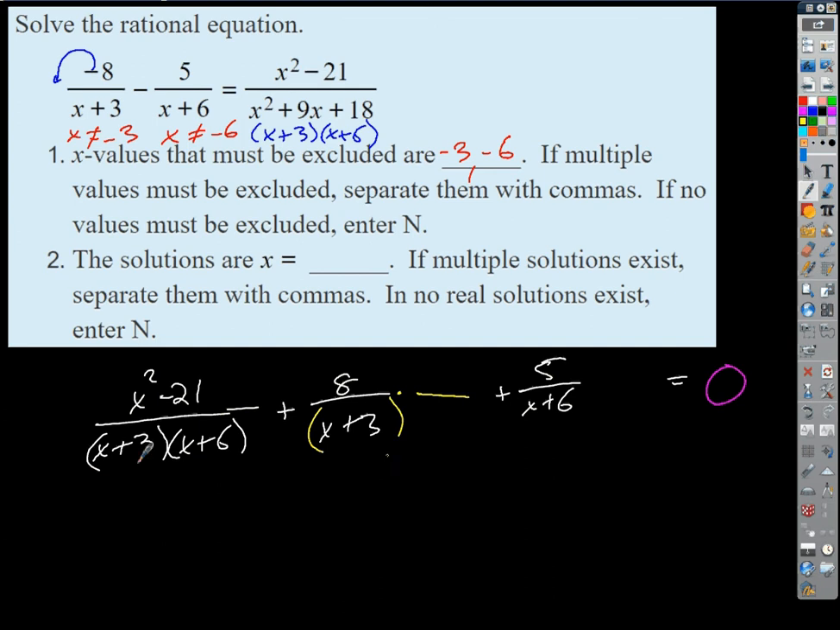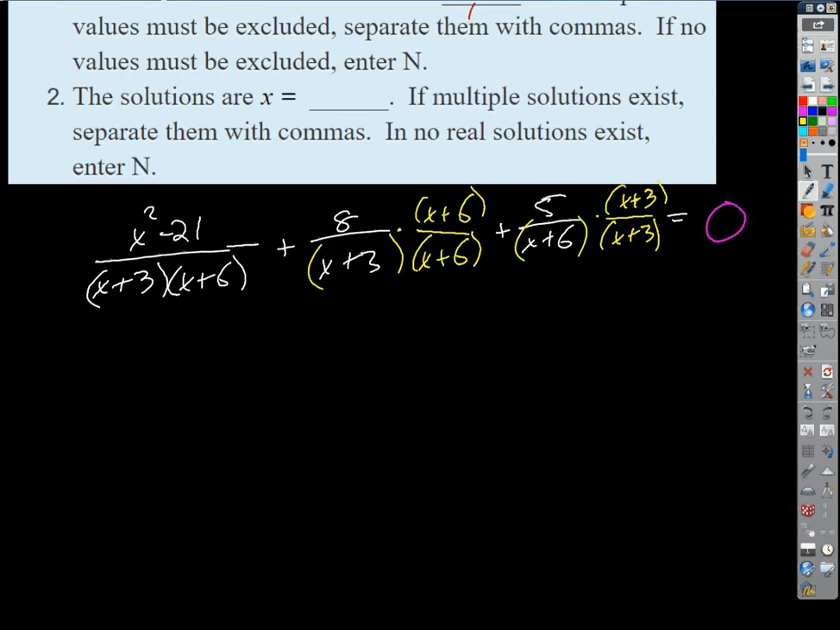Right? I've already got an x plus 3 times an x plus 6 there. No, x plus 6. And on the other, see what I'm saying? X plus 6. And then this one, I'm going to multiply the top and the bottom by x plus 3. And the reason I'm doing that is, well, look what I get now. I get the same denominator everywhere, so that's my common denominator.